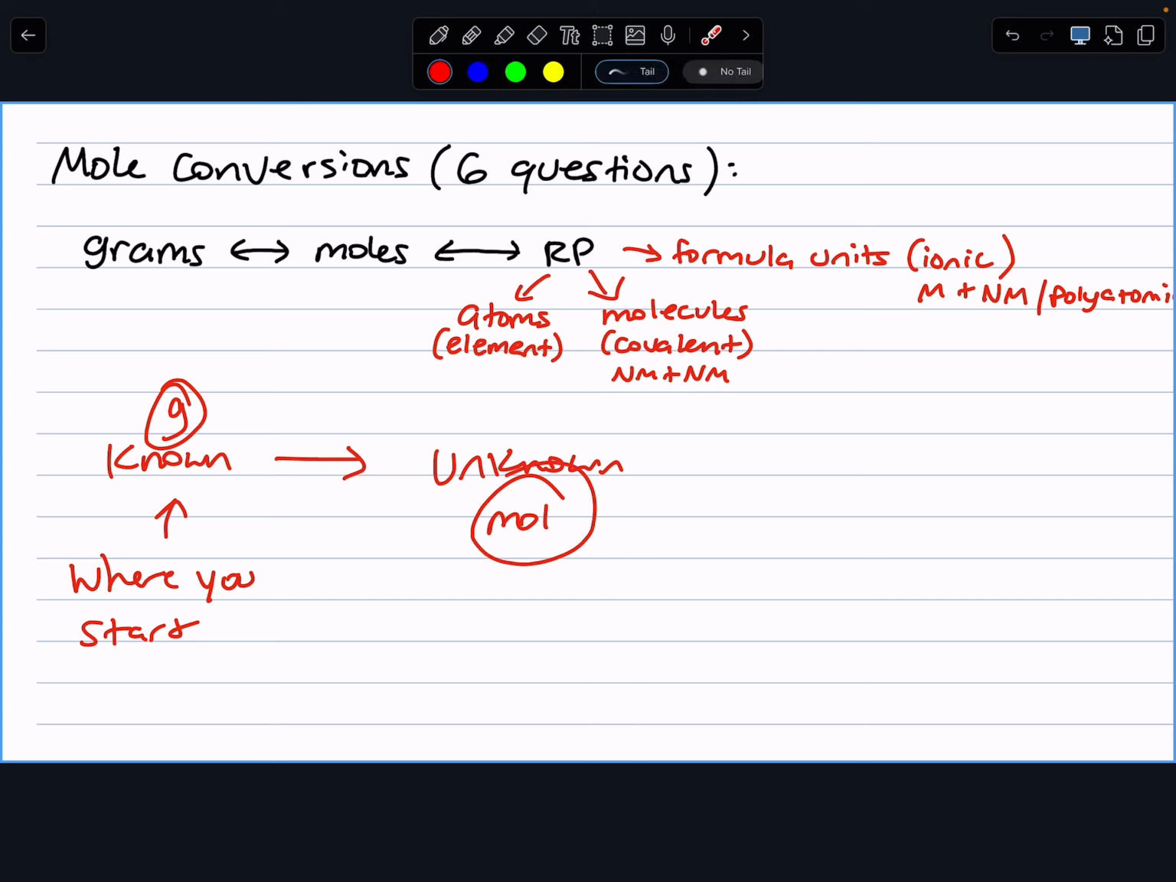So if I'm given grams and I am looking for moles, that's my unknown. How many steps should my problem have? How many conversion factors? Good. From grams to moles is one step, so I will only use one fraction in my problem. Yes or no? Yes. Okay.